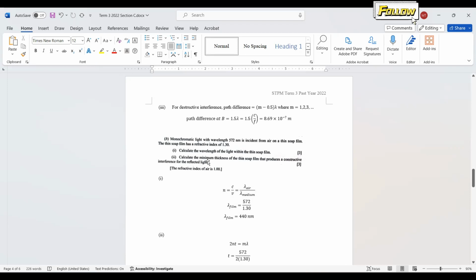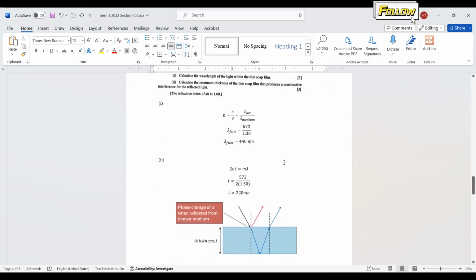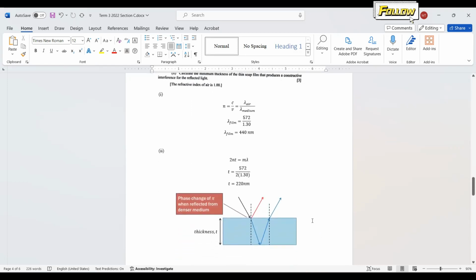Next question, calculate the minimum thickness of the thin salt film that produces constructive interference for the reflected light. This is one of the topics learned in STPM. This is how it looks like. We learned about reflection from a denser medium, which causes a phase change of pi. This contributes to the path difference. The medium below the thin salt film is salt, so it is a denser medium compared to the thin film. So there'll be another phase change of pi here.